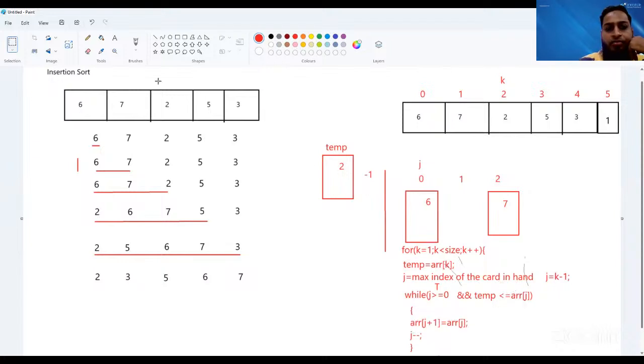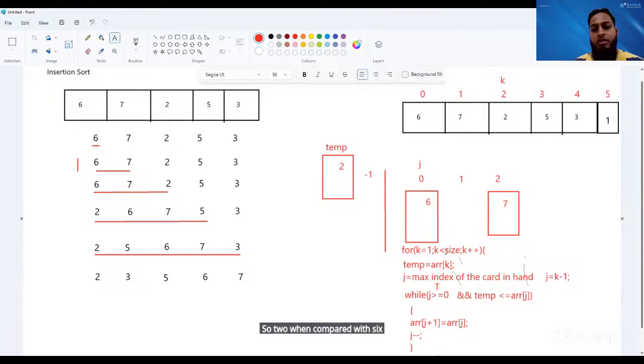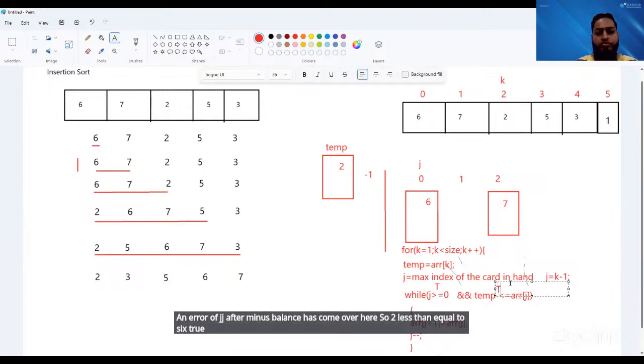So 2 when compared with 6. Okay, 2 less than or equal to 6 is true. This also is true, because what is in temp? Temp has 2, right? This card. And AR of J after minus minus has come over here. So 2 less than or equal to 6, true. Both are true.